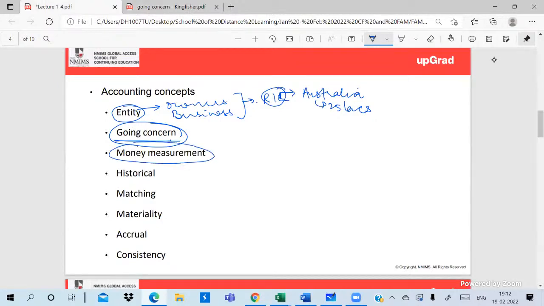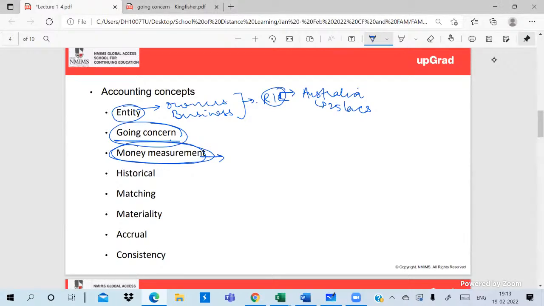Then let's look at the next one, which is money measurement. Any idea what do you mean by a money measurement concept? Anyone who can tell me what's a money measurement concept? Yep. Any idea, anyone? Transactions of monetary value only should be accounted for. Fine, great.